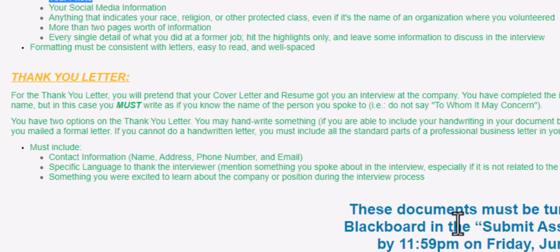For this, you must write as if you know the name of the person you spoke to. You would not write a thank you letter that said, "to whom it may concern." You would write it, "Dear Mr. or Miss Smith or Jones or Sampson," or whatever. Do not include first names in your greeting line on your cover letter or your thank you letter.